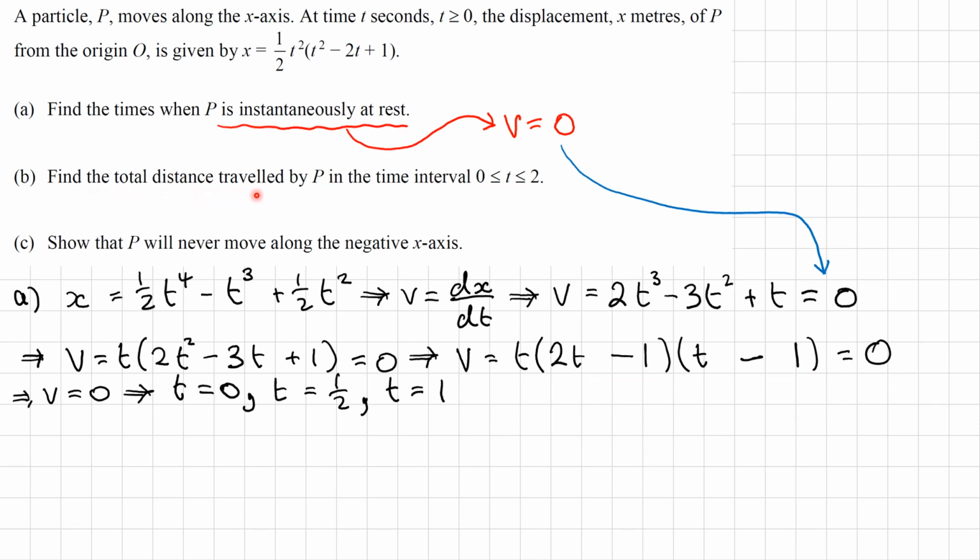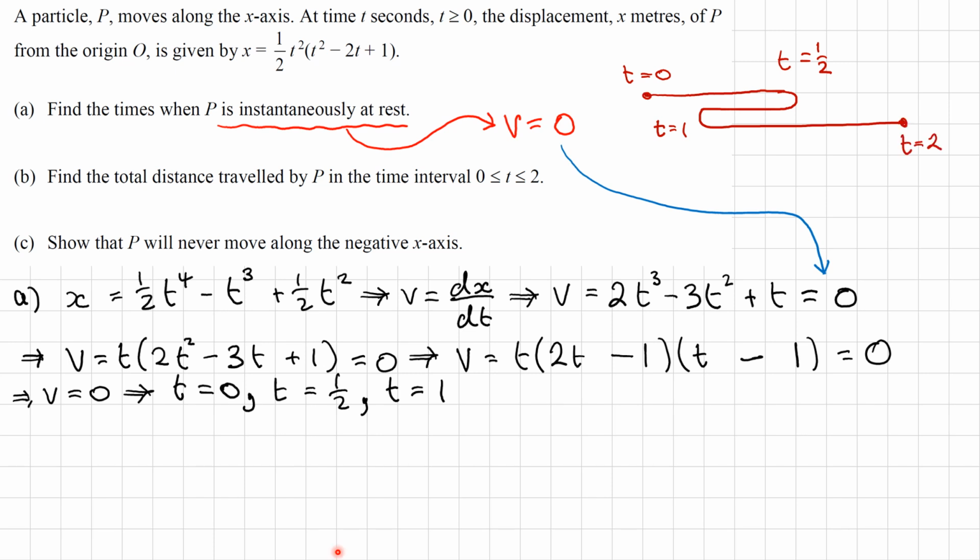Part B, find the total distance travelled by P in the time interval for t greater than or equal to 0 and less than or equal to 2. So let's try and understand what's going on with the path of P. At t equals 0, it's moving in a certain direction. And then when t equals a half, this is when v equals 0. So I'm going to assume that it changes direction. It may or may not, but it could have changed direction. And then when t equals 1, its velocity becomes 0. It could be changing direction again. And we're only interested in up to the point where t equals 2.